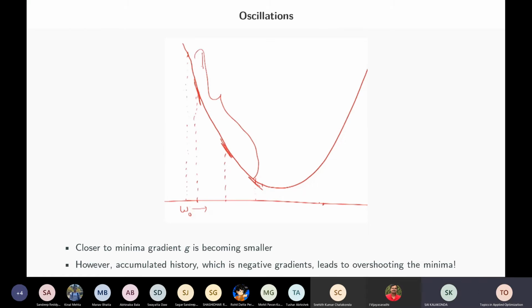Sir, if we reach a minima, although SGD plus momentum will move, right? It doesn't converge, right? Because the previous gradient effect will be there. Yes.